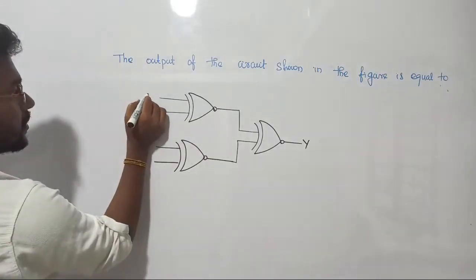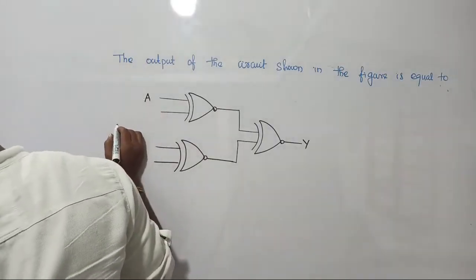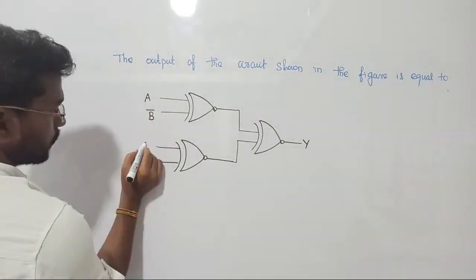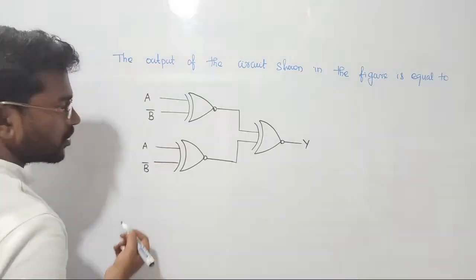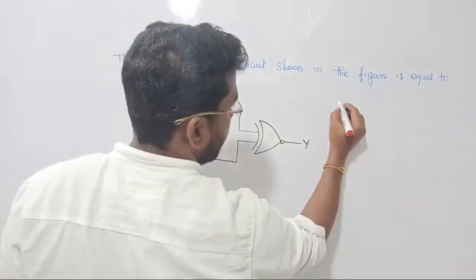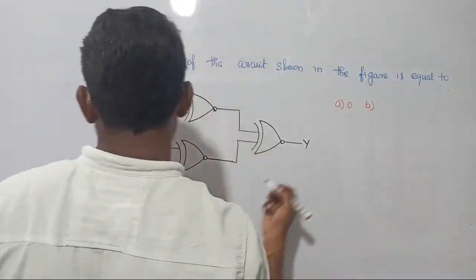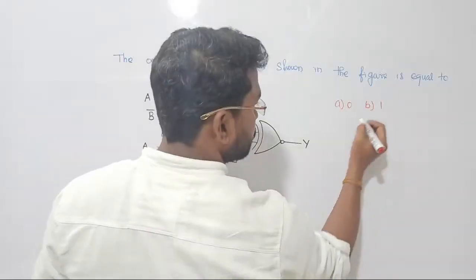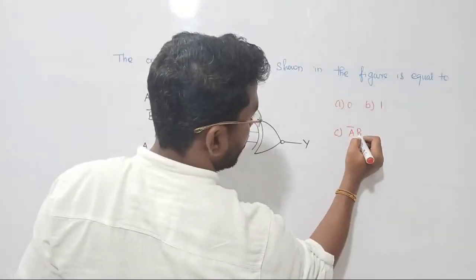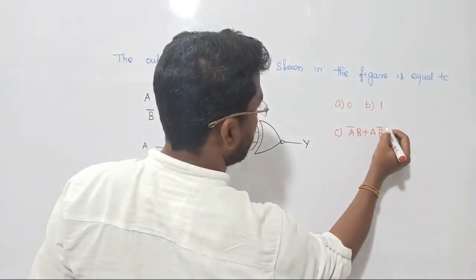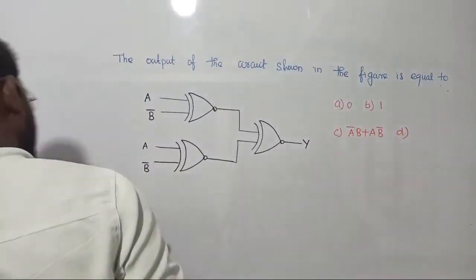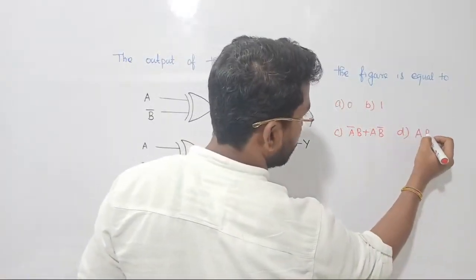Let's see, the given inputs are A and B bar, both are A B bar only, and they have given 4 options. Option A is 0, option B is 1, option C is A bar B plus A B bar. Do it by yourself, please don't wait for my answer. That's your task, right? Bringing the answer is your responsibility.